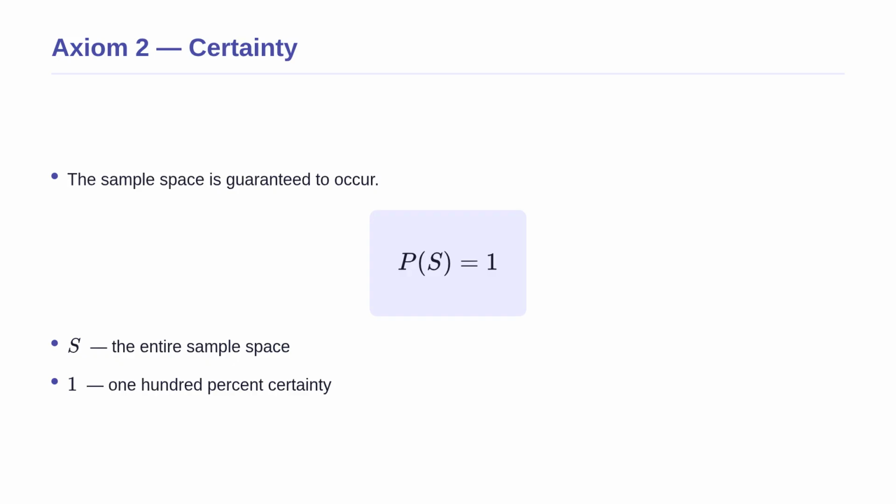Moving to the second rule, we have the axiom of certainty for the sample space. This rule tells us that the probability of the entire sample space occurring is exactly 1. Remember that the sample space contains absolutely every possible outcome that could happen. Therefore, it is 100% guaranteed that at least one of those outcomes will happen. If you roll a die, you are absolutely guaranteed to get a number that exists on that die. In probability, we represent 100% certainty with the number 1, which sets the absolute maximum limit for our probability fuel gauge.